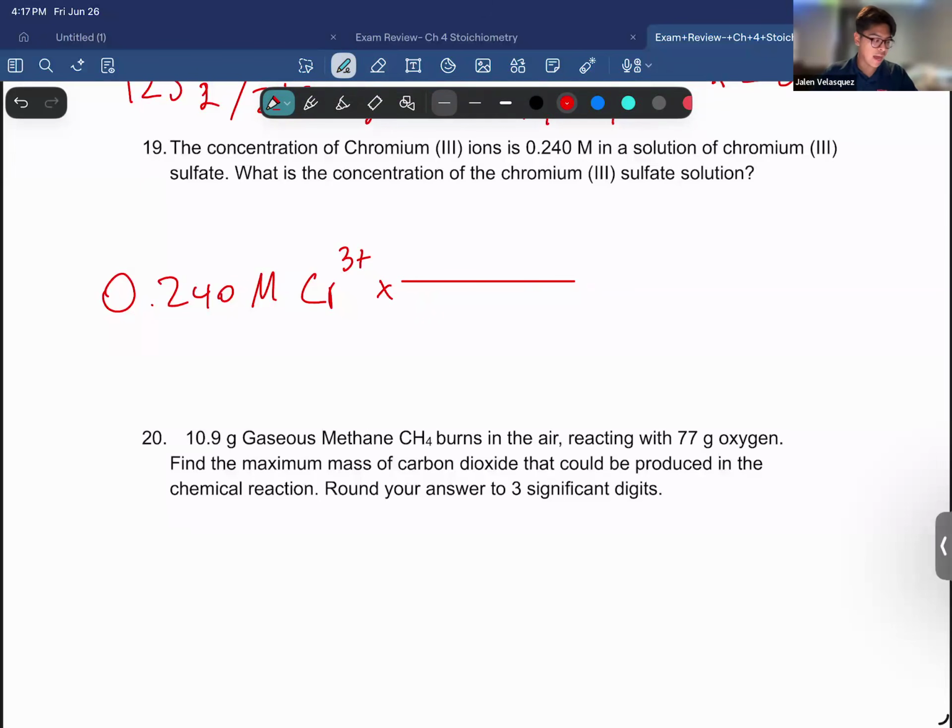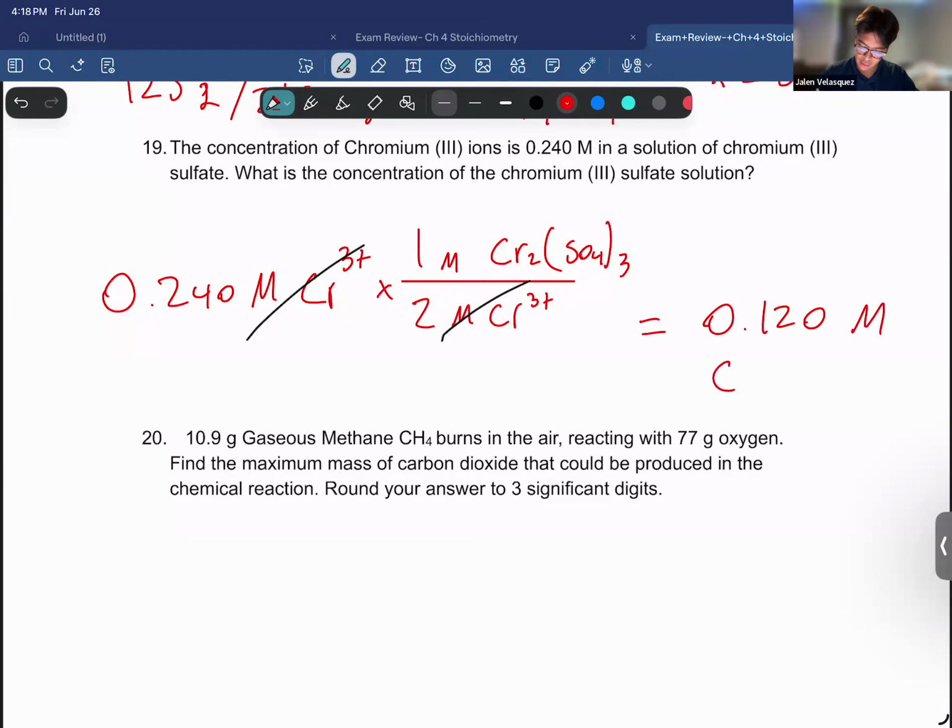And you'll see that when it ionizes, 1 molar of the chromium 3 sulfate has 2 moles of the chromium ion. That way the chromium ion cancels and you're left with the chromium sulfate. So you should get 0.120 molar chromium 3 sulfate.